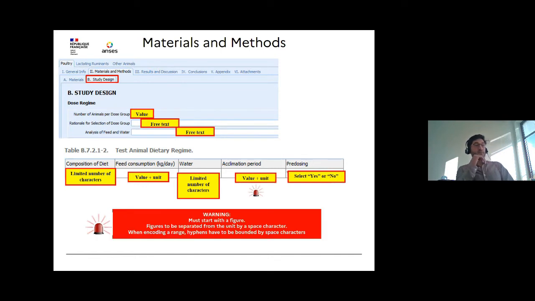And take care, because the acclimatation period column must start with a figure. Figures need to be separated from the unit by a space character. And when you encode a range, hyphens have to be bounded by space characters. So be careful about the acclimatation period box and the filling instruction for this parameter.